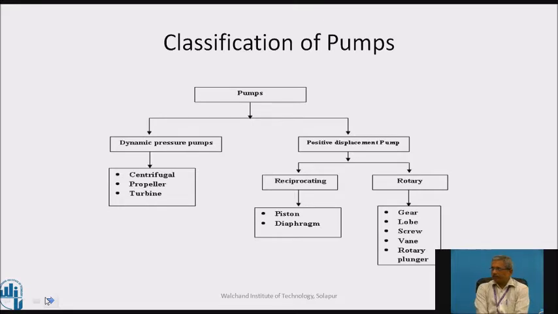Another is the rotary type. It may be gear type, lobe type, screw type, vane type, or rotary plunger type. All these are given rotary motion, and the fluid is trapped between two nearby gear teeth or lobes and discharged to a higher altitude or higher pressure. These are some of the classifications to be known before studying the different types of pumps.